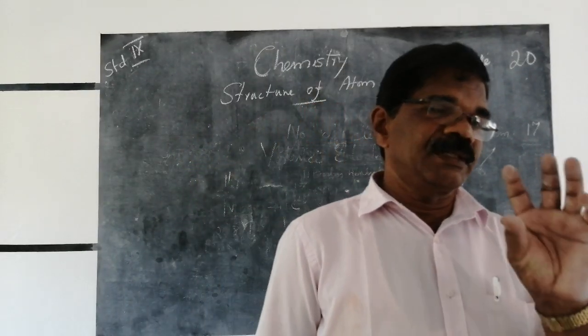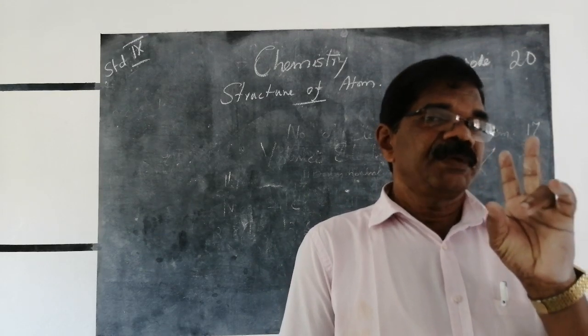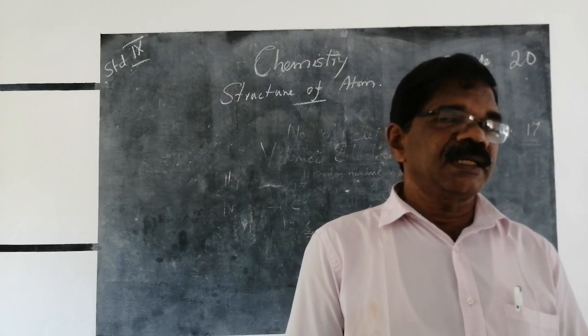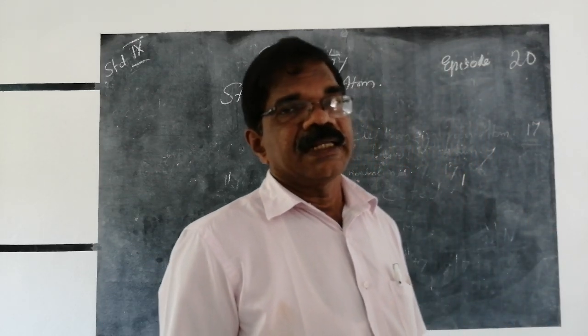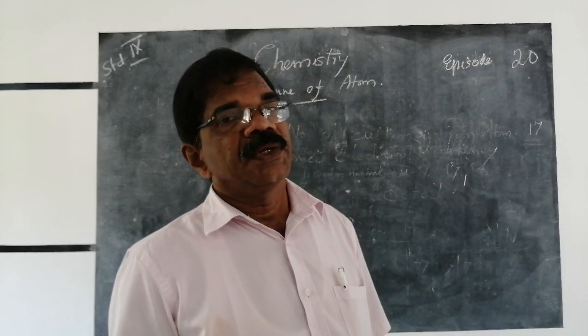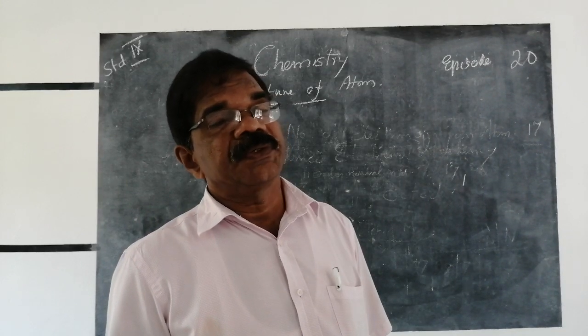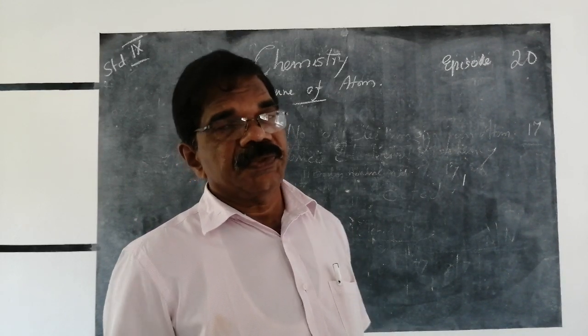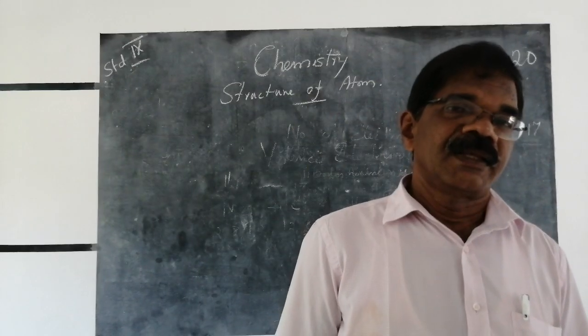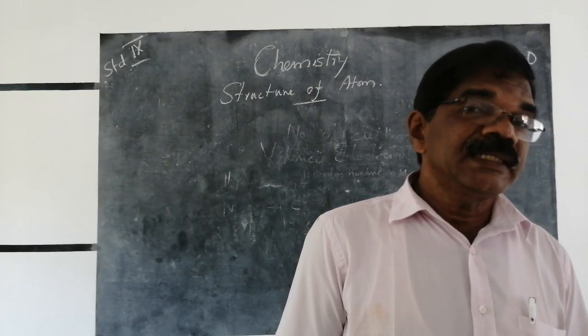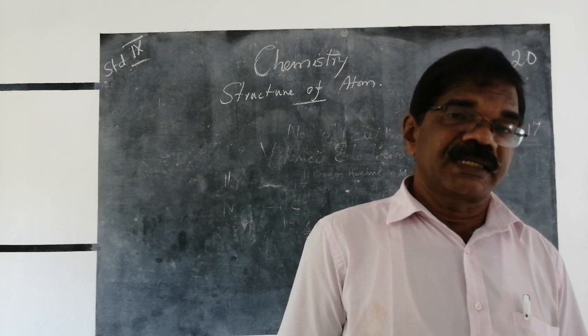Elements are pure substances which contain only a single type of atom. And what are compounds? Two or more elements combined form compounds. Here sodium and chlorine combined to form sodium chloride. Then what does an element mean? It contains a single type of atom.